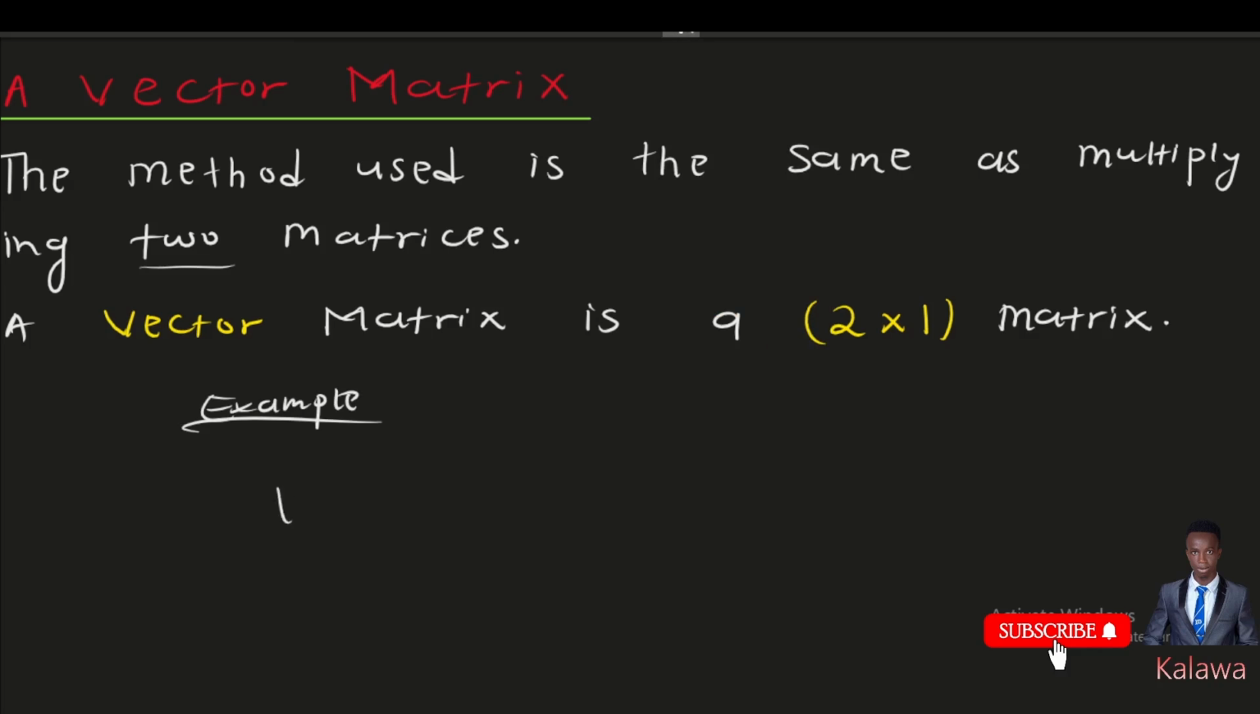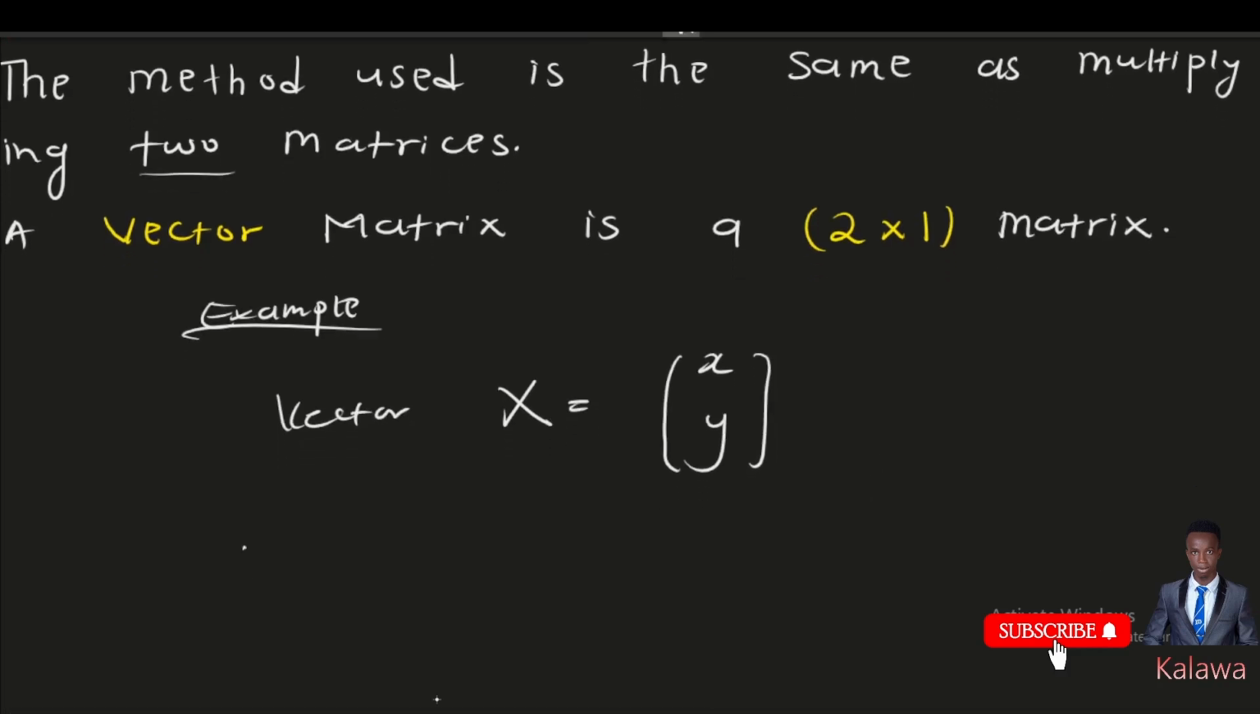Right, let's say we have a vector x equals (x, y). We know this is a vector. And then we are given a matrix A as (a, b, c, d). This is vector X and this is matrix A.